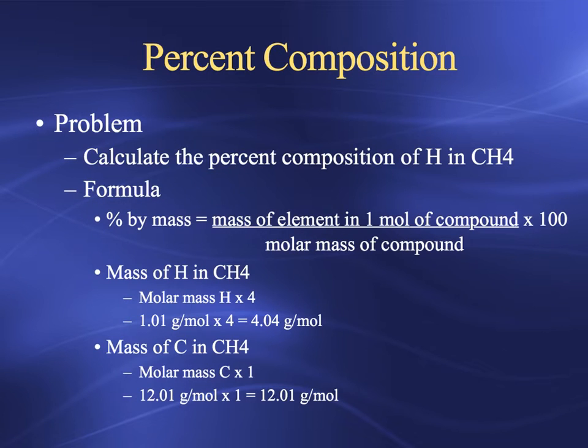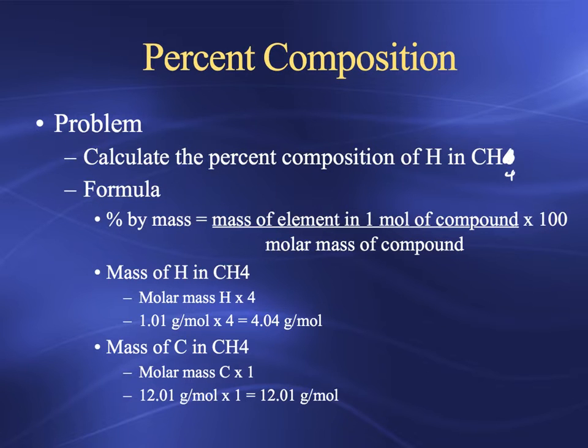Okay, so the problem here might say something like, calculate the percent composition of hydrogen in methane, right? The one from the previous slide. Okay, the formula here for percent by mass was, before, just the mass of the element divided by the mass of the compound times 100. But this formula now for percent composition, it's the mass of an element in 1 mole of the compound. Okay, we'll do plenty of practice, so if you're not sure what this means yet, that's okay. Divided by the molar mass of the compound times 100.